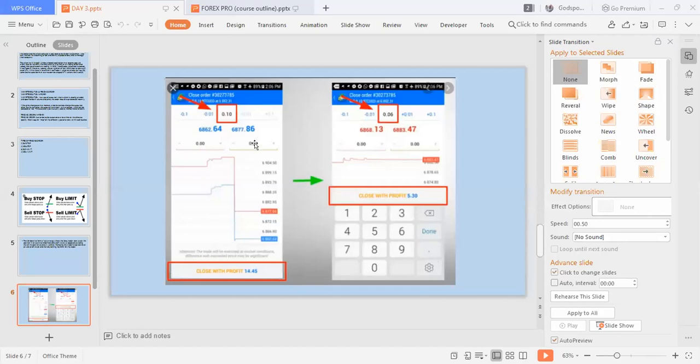Now, if you look at it on my screen, you will see that the first image by my left-hand side is having a lot size of what? 0.10. Look at it. You can possibly close that trade with the profit, which is 14.45. Now, the image by my right, what have you done? If you want to partial close, you can modify your lot size. How? Hold the trade, which I'll do today.